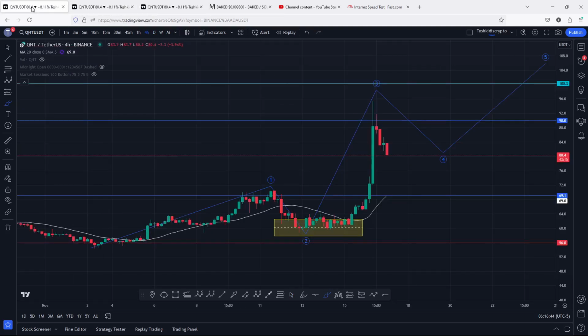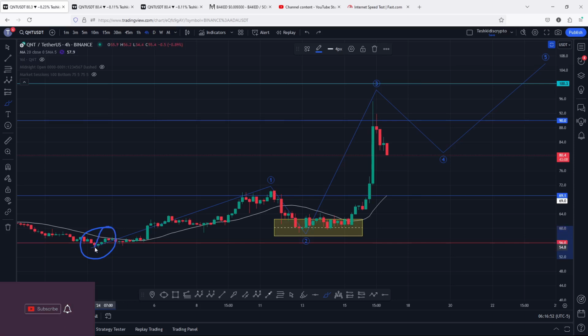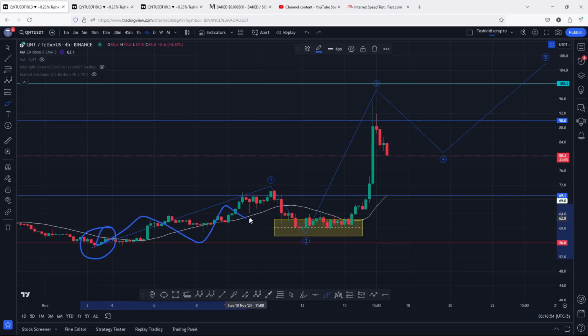Starting the video here on the 4-hour chart by first giving you a recap of what has been happening from the lows that we made on the 4th of November. We started an impulse to the upside in a move that first peaked above the $70.9, giving us the high for this Elliott wave count 1.